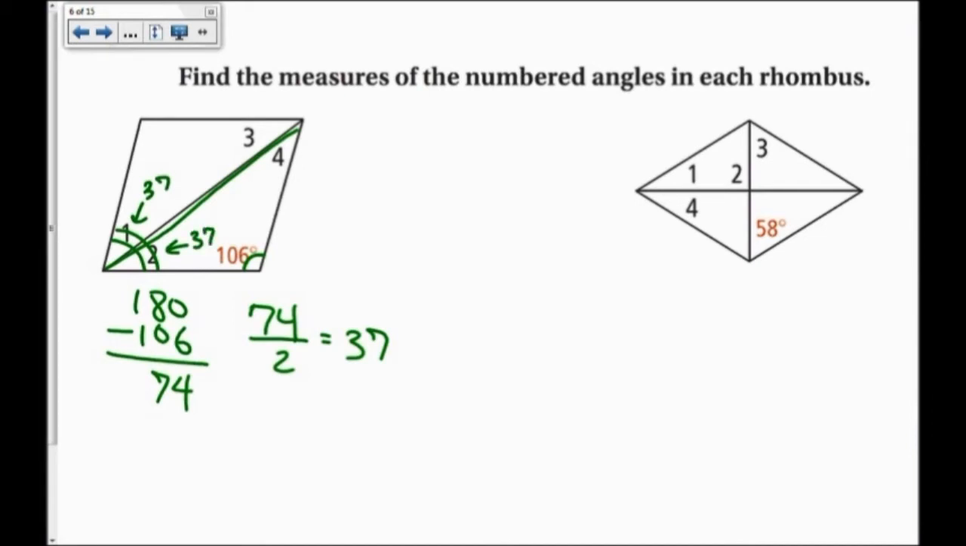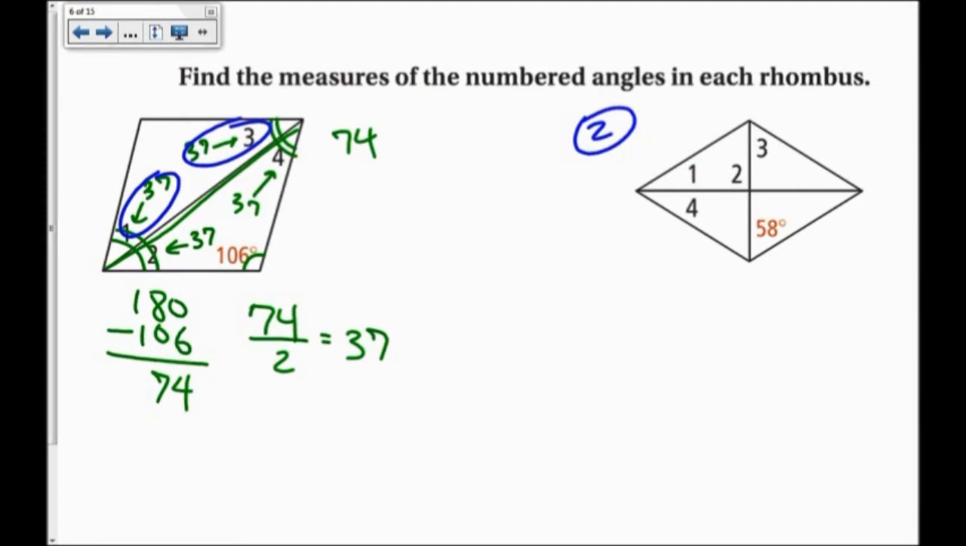For the exact same reason, this big angle is also 74. And for the exact same reason, angles 3 and 4 are also 37. Notice that these angles will be the same in a rhombus because it bisects congruent angles, and so these parts, angles 1 and 3, will also be congruent. Let's go over here to number 2.